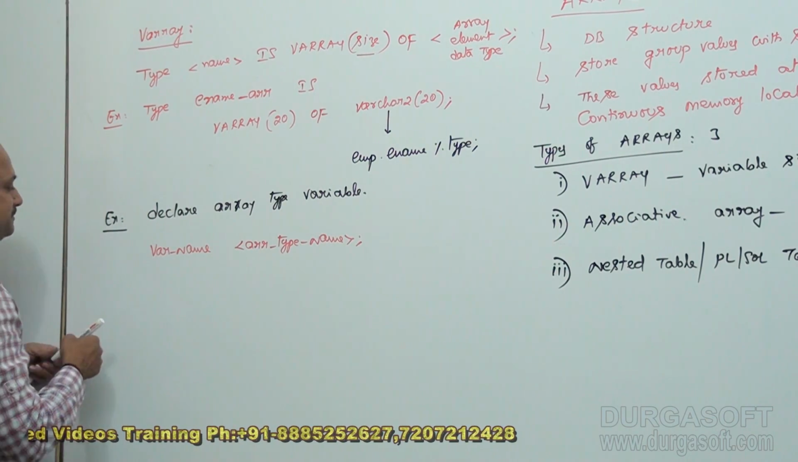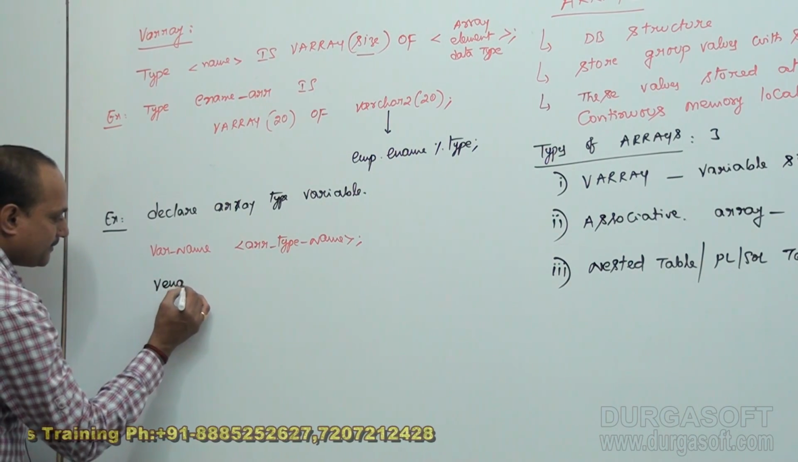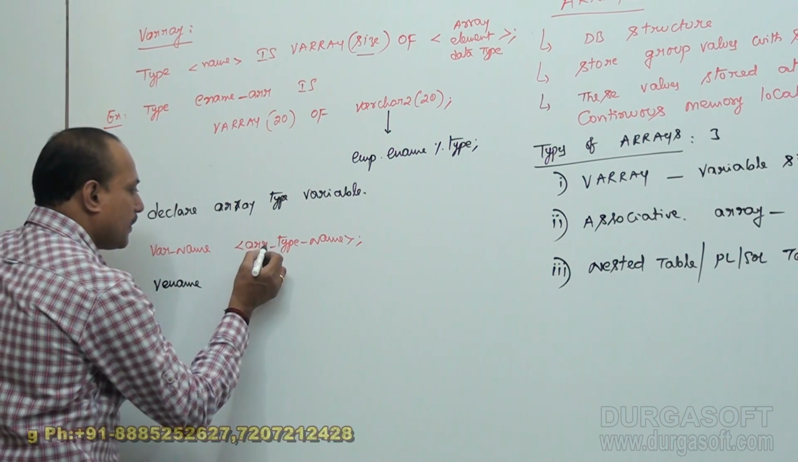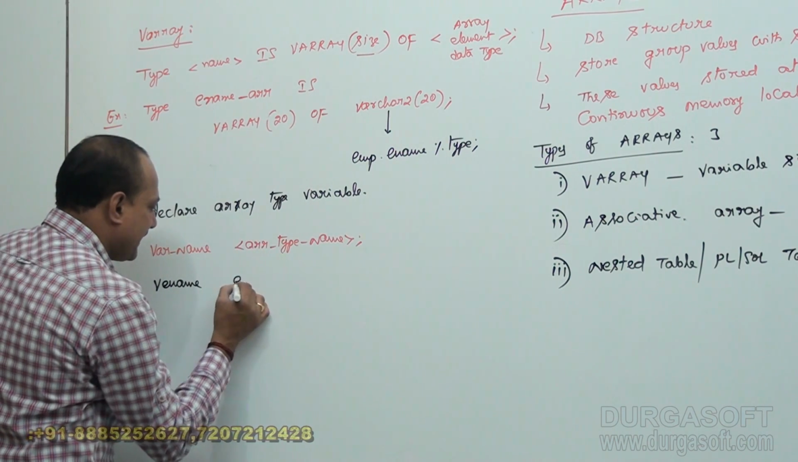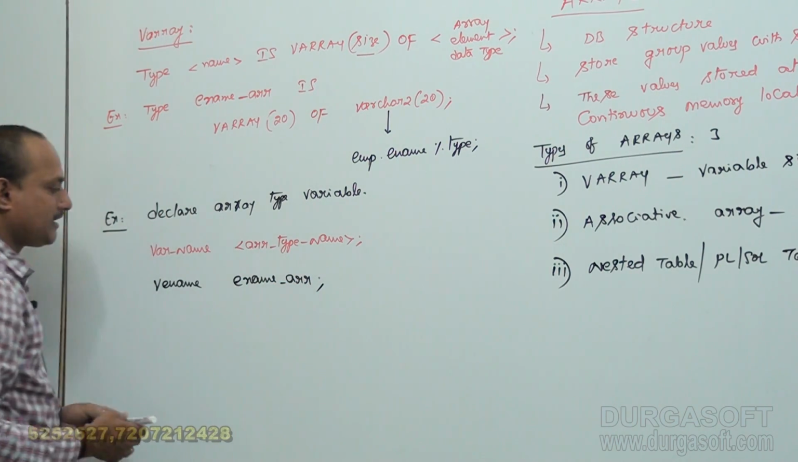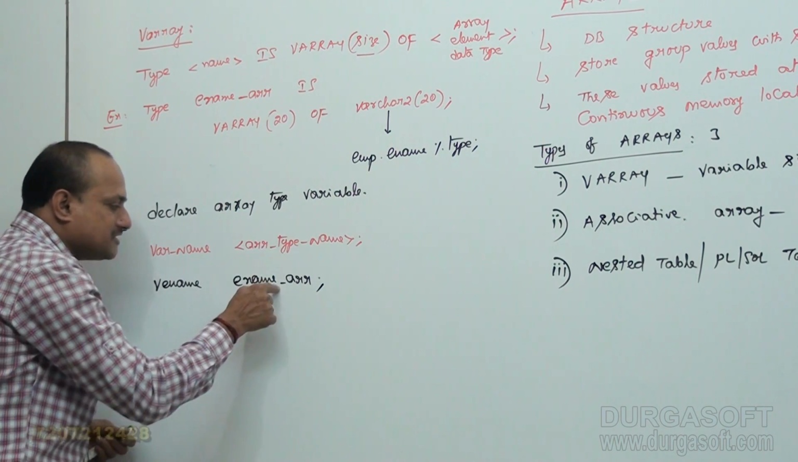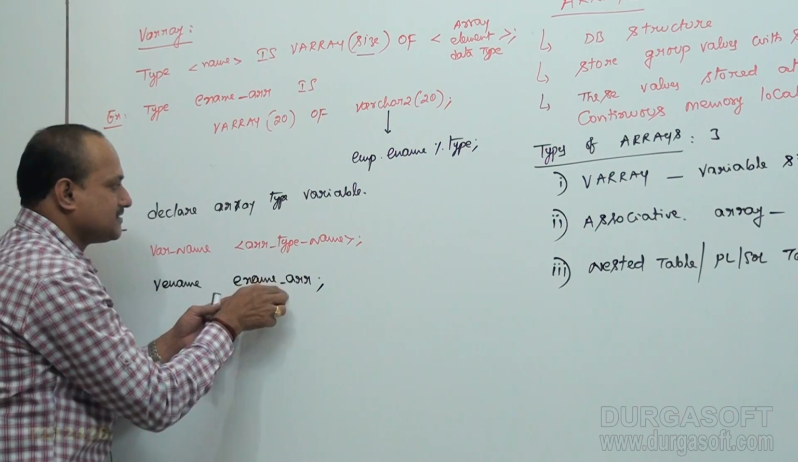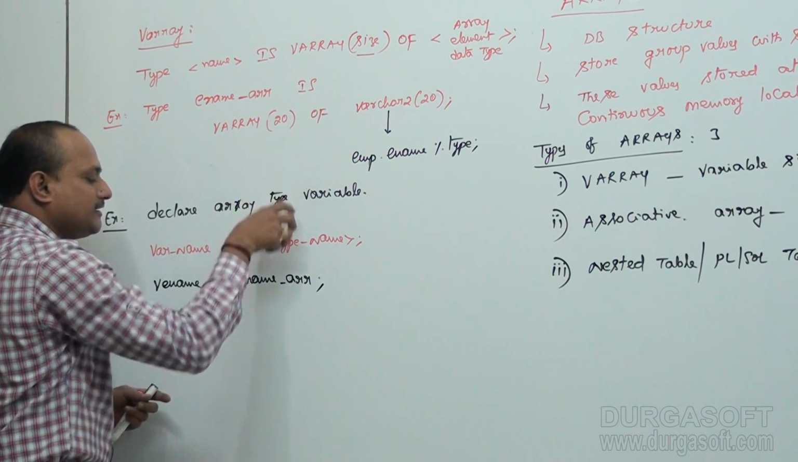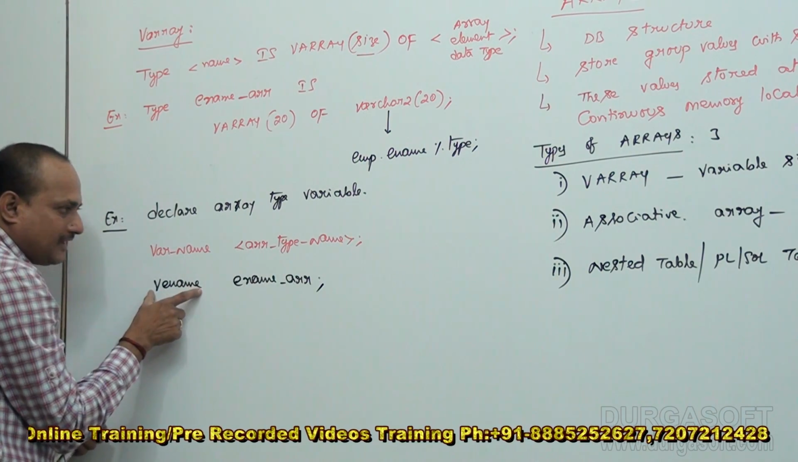Now see here v ename, variable ename. What type of variable it is? What is the array type name? Ename ARR. This is the array type name. So this variable is declared of this type. What is this? This is a V array. So how many number of locations in this structure? 20. So 20 locations will be allocated to v ename.